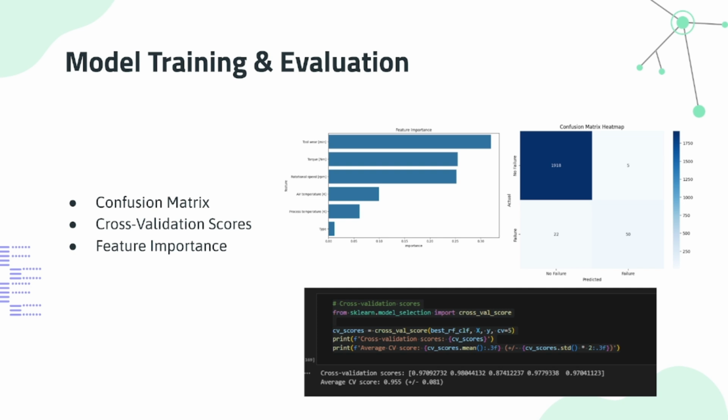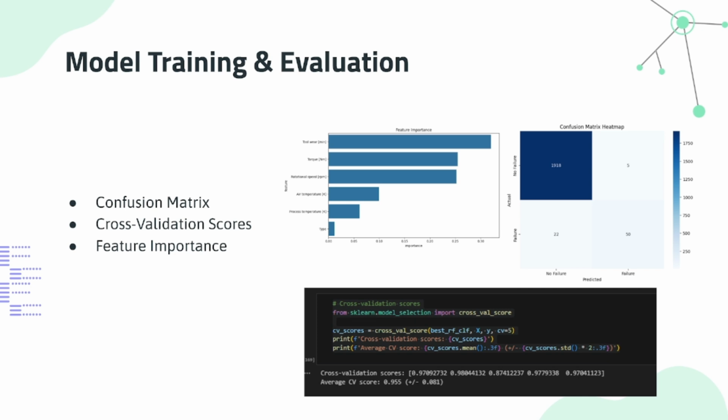And then we also have the cross-validation scores here, which further confirm the model stability and generalization with an average cross-validation score of 0.955 plus minus 0.081, suggesting very high performance across different data splits.